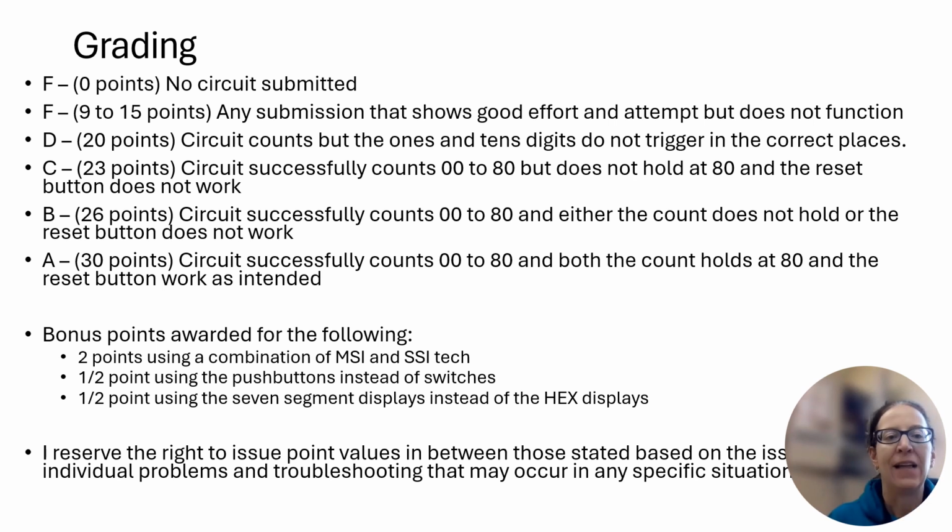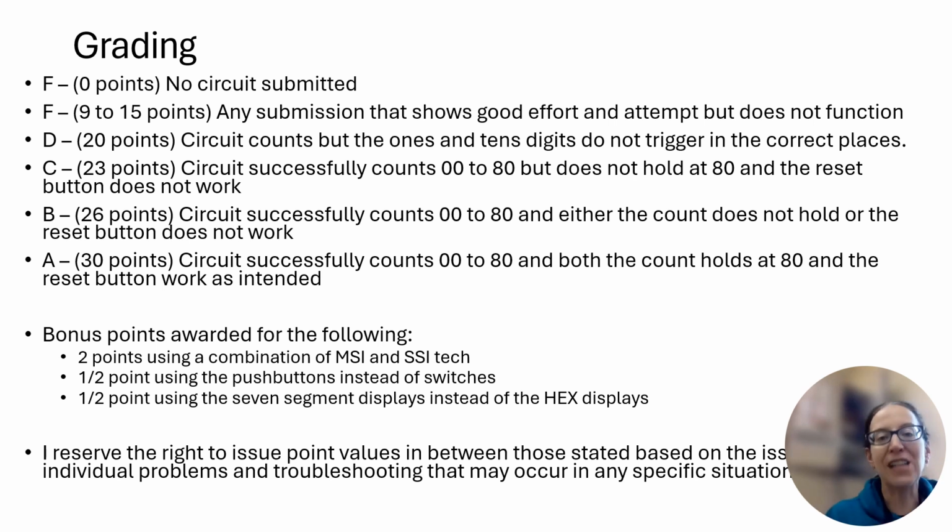To get a B, the circuit successfully counts 0 to 80, and either the count does not hold or the reset button doesn't work. So one of those things works and the other one is not working. So the reset button doesn't do anything, but you figured out how to make the count hold at 80. You're just stuck there for all eternity because your reset button doesn't work.